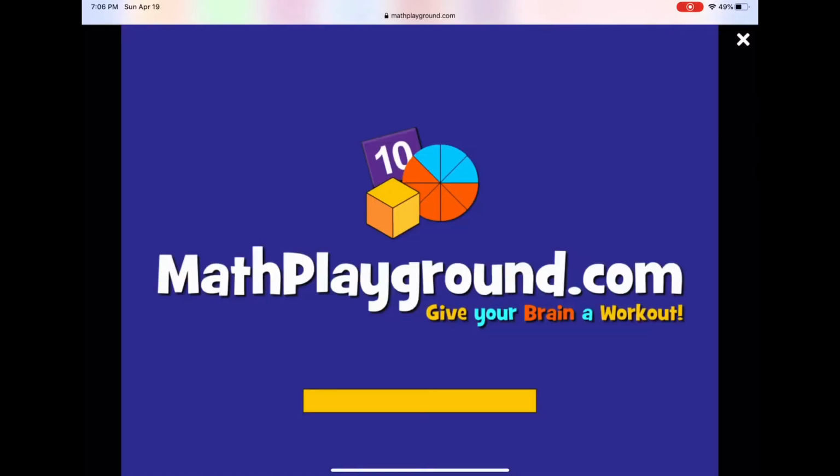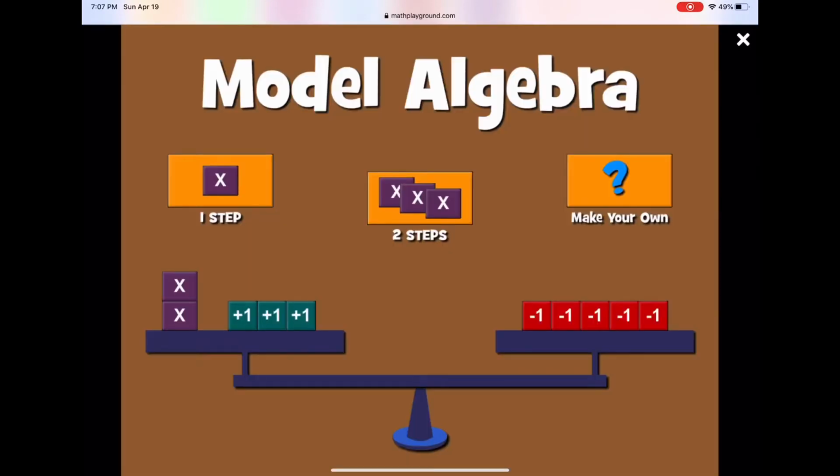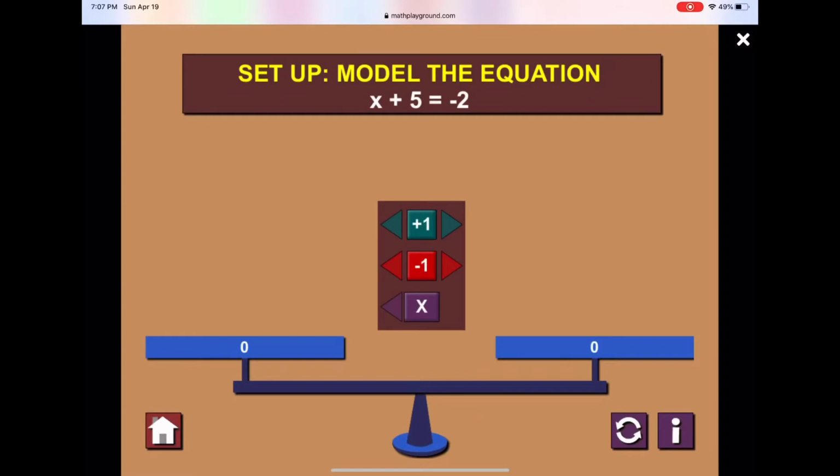Let's go ahead and play. And you're going to click on one-step equation. And it tells you, set up, model the equation. X plus 5 equals -2. So when I have equal, remember it means the same thing or the same value on both sides.